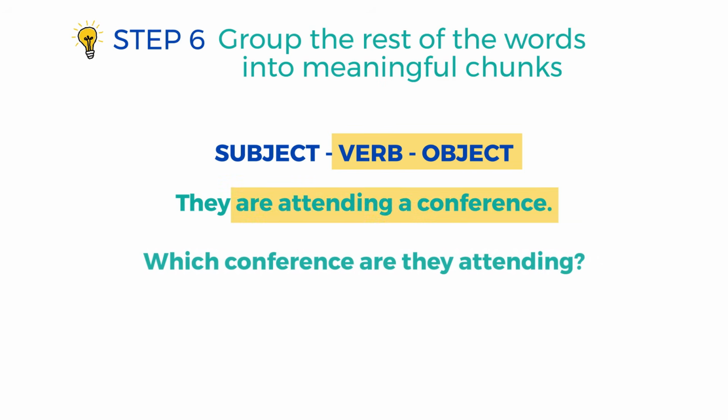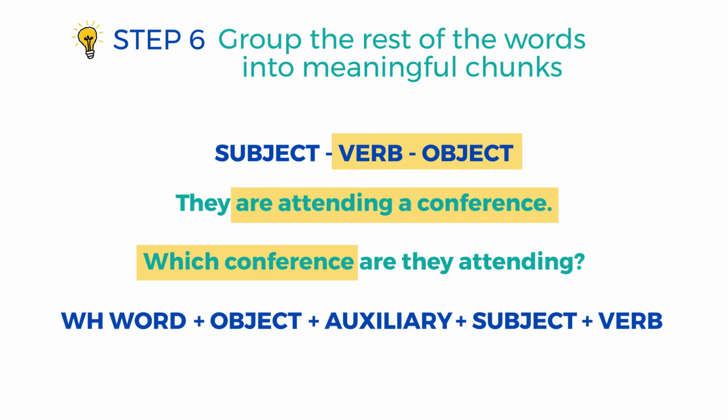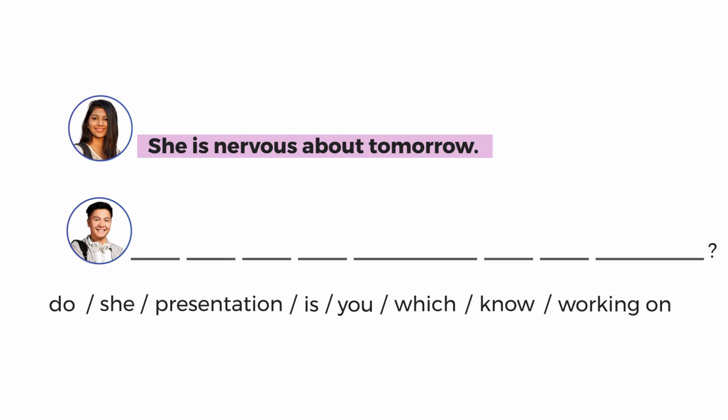When we form a WH question about the object, the structure changes into WH word plus object plus auxiliary verb plus subject plus verb. This pattern is fundamental to English sentence structure and is frequently seen in a Build-a-Sentence task. Let's analyze one more example with a more advanced sentence pattern.